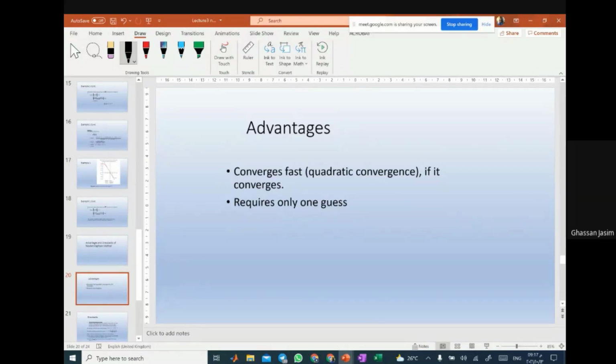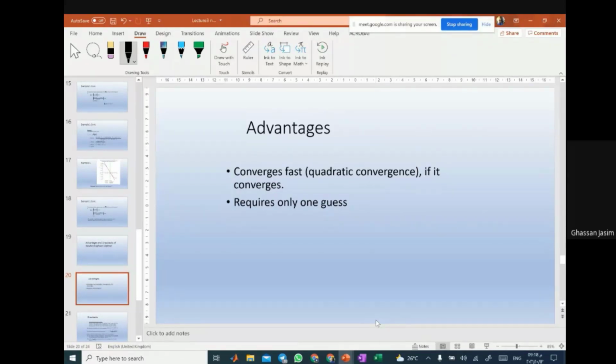Continue, Ibrahim. Yes, doctor. Second, requires only one guess. What does that mean? Sorry, doctor, I don't know. You just want to start. You can choose 1 point. That means just one guess, x naught. Which method needs 2 points or an interval? Our bisection method needs what? Interval. Yes.